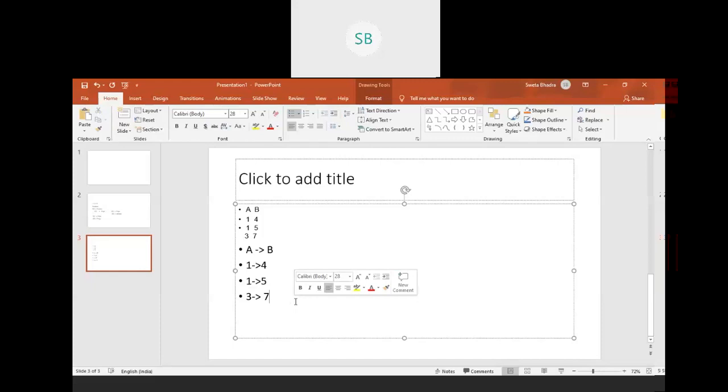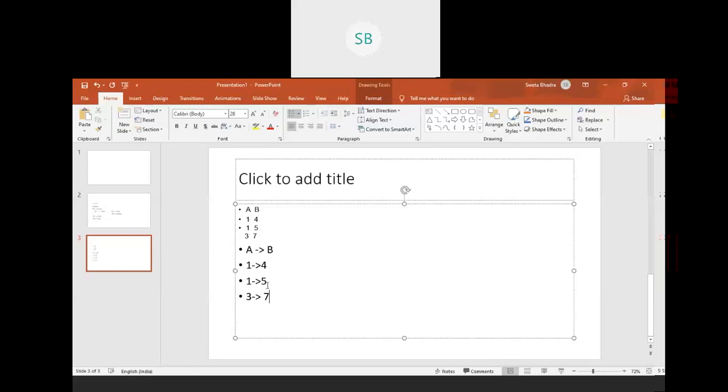Any confusion in this part? Please answer. Understood? Still, I'm explaining once more. Here, functional dependency means A uniquely determines B. For 1, 1 uniquely determines 4. But again, 1 is there, and it determines 5. If it was 4 again, not a problem, but it is determining 5, a different number, which is not possible.